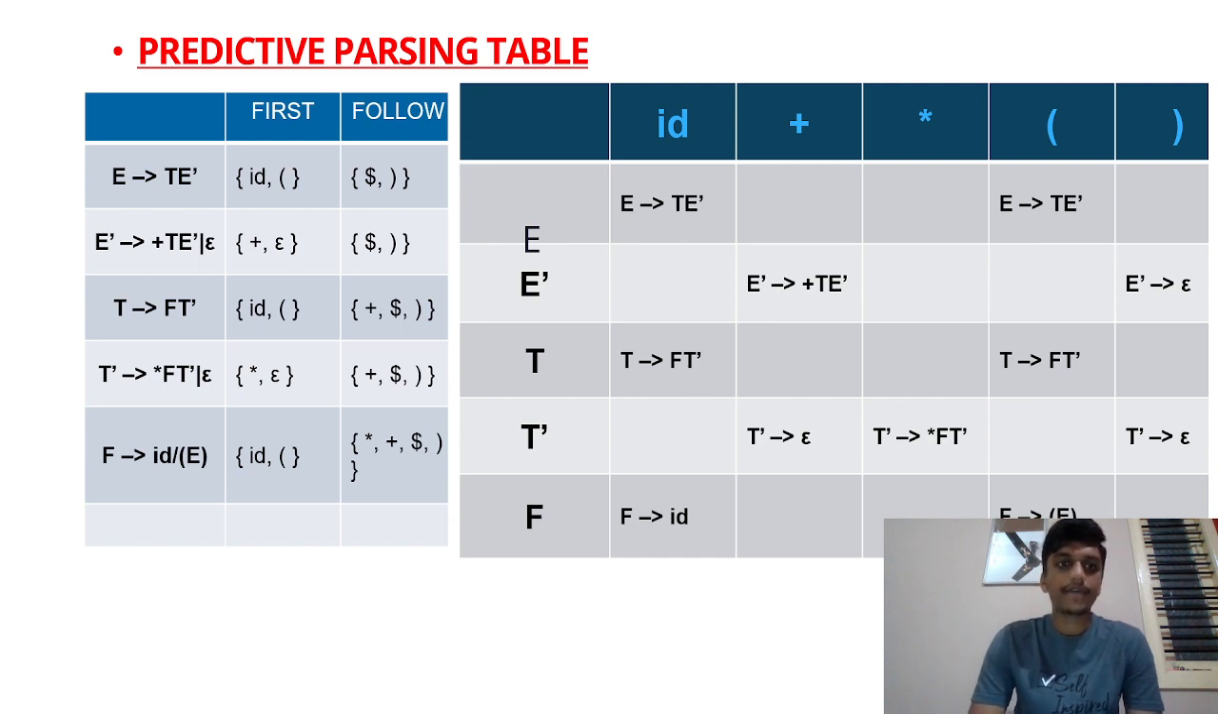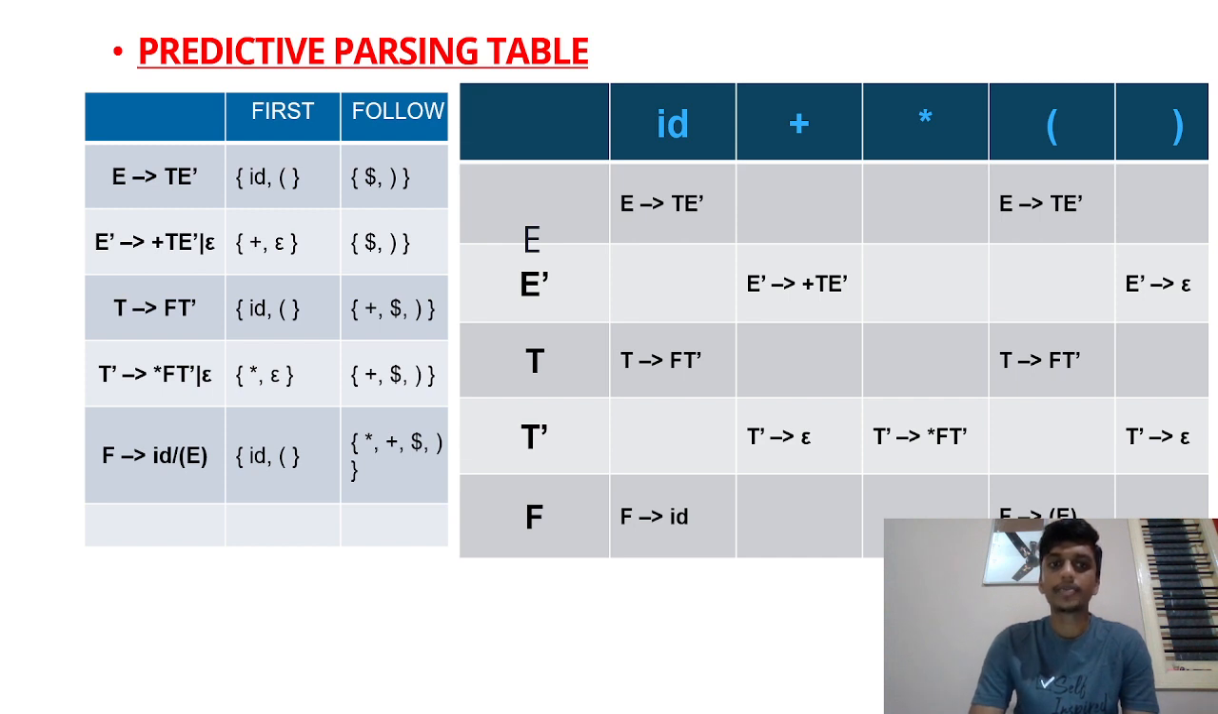Now for T, we have to place T tends to F T dash in ID and open parenthesis. For T dash, we have to place T dash tends to star F T dash in star only. And then we have to place T dash tends to epsilon in plus and close parenthesis, because for T dash tends to epsilon we have to follow the follow set while solving.